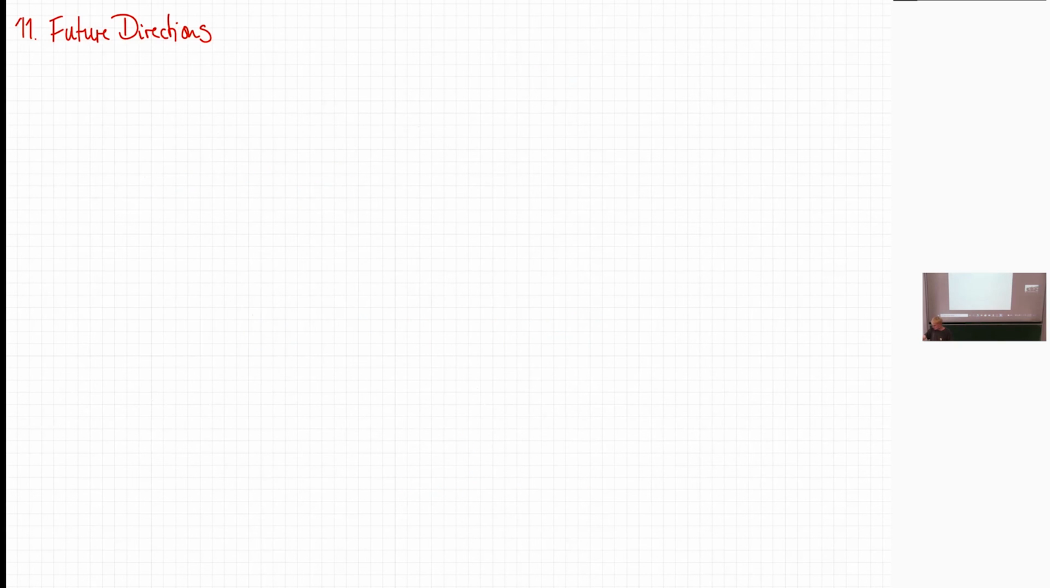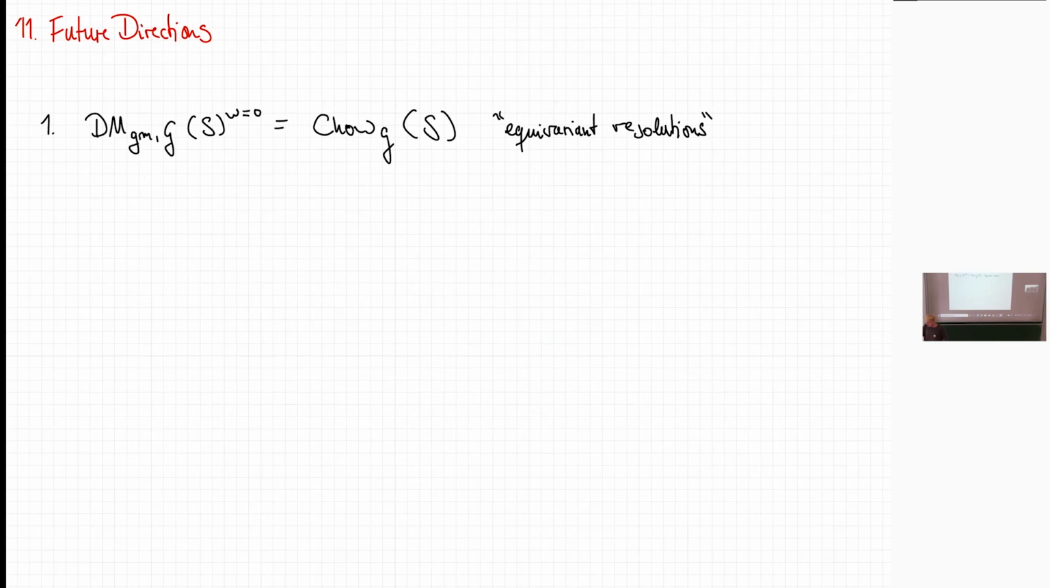Okay. So what are the future directions? I explained to you before that you have this weight structure on the motives, and the heart of the weight structure is the Chow motives. Yeah, this has been proven. But the question here, and this can be found in a remark in Soergel and Wendt's paper, is: does the same thing also work equivariantly? So this would be a question.